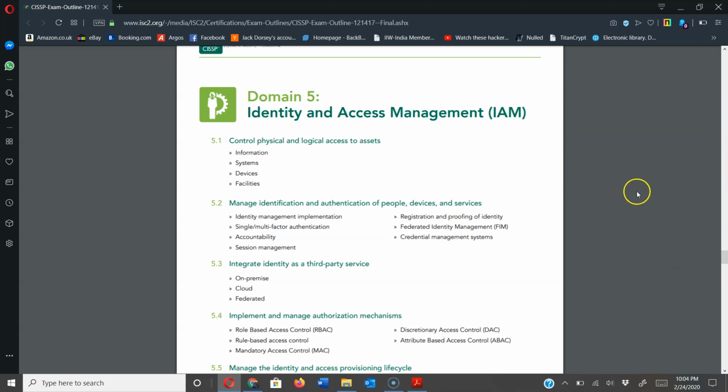You're also looking at managing identification and authentication of people, devices, and services. Here we are going to talk about authentication mechanisms, single-factor authentication, multi-factor authentication. We are talking about single sign-on. We will talk about federated identity management models. We'll look at CASB, or cloud access security brokers. We will talk about session management from applications and so on and so forth. We will also talk about third-party identity as a service provider, where we integrate identities like OpenID into our organization and we validate people based on the identity that they have created with those organizations.